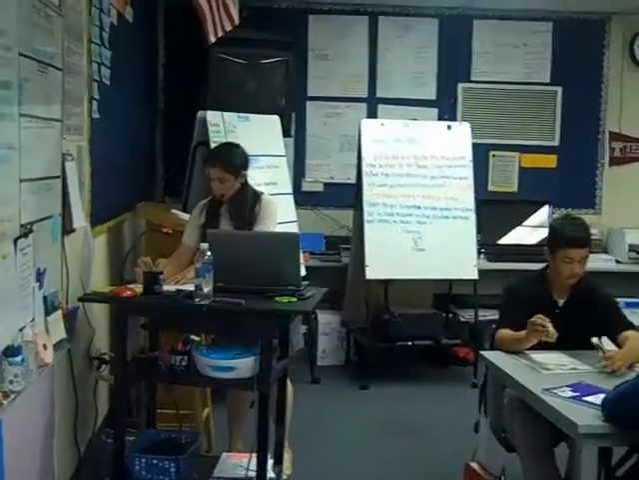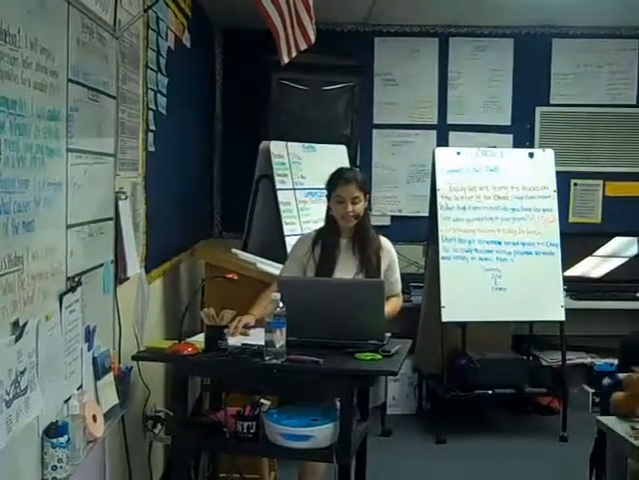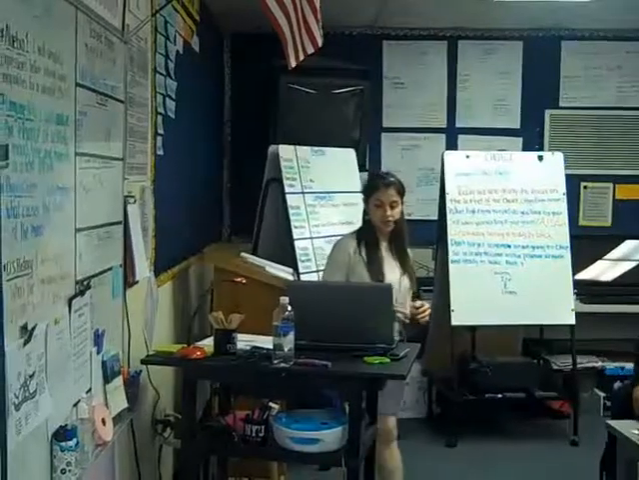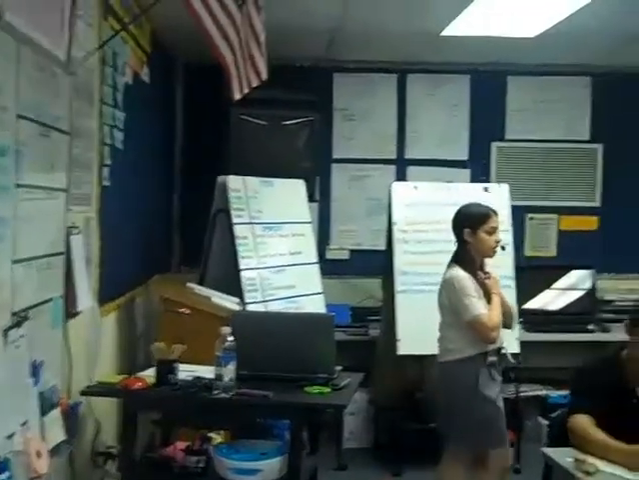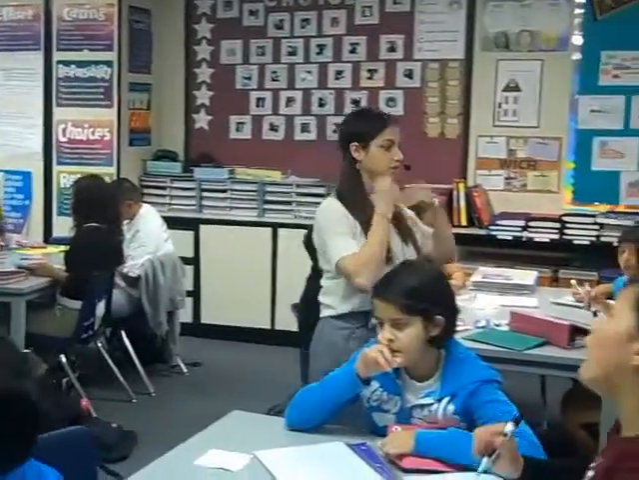Thank you. Next one. Throwing in some negatives. Here we go. X minus 5 is greater than or equal to negative 2. Tell me. X minus 5 is greater than or equal to negative 2. Let's try it one more time. X minus 5 is greater than or equal to negative 2.